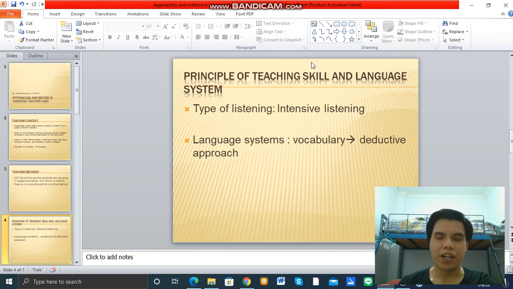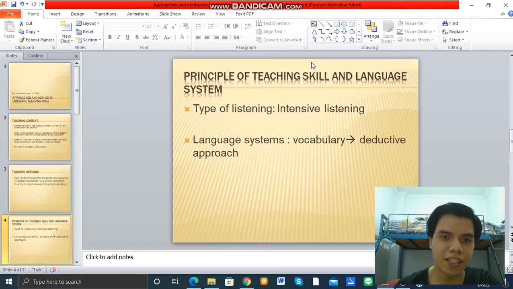Next that I would like to show you is the principle of teaching skill and language systems. The type of listening is intensive listening. Intensive listening is when the students listen specifically in order to work on listening skills and in order to study the way in which English is spoken.